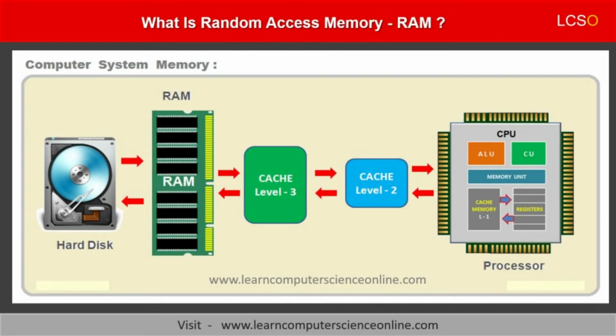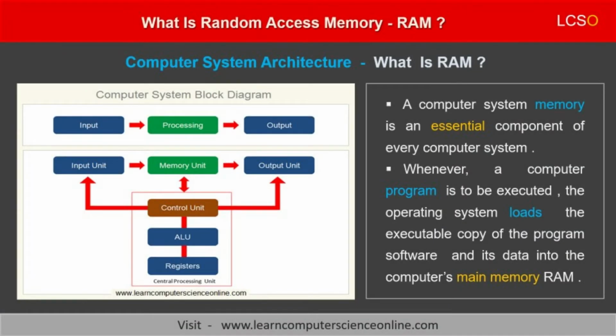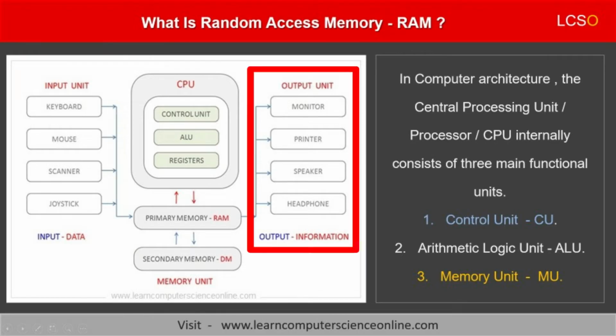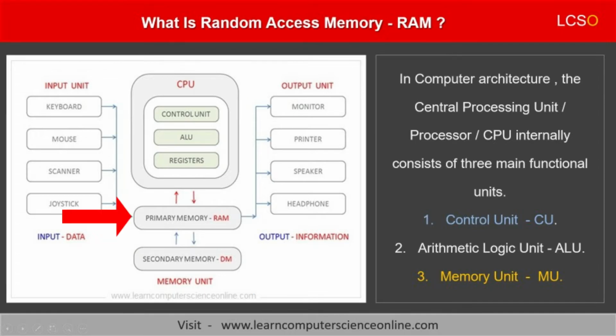In order to understand how RAM works as a main memory of the computer, we need to first study the computer architecture in terms of various functional units. Let us take a quick look at the computer block diagram that represents various functional units present in the computer system. In computer architecture, the computer system broadly consists of 5 basic functional units. These functional units are the input unit, output unit, central processing unit, also called processor or CPU, and a memory unit. The random access memory is a part of the computer memory unit.